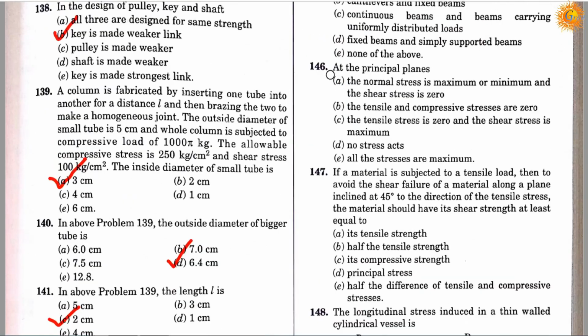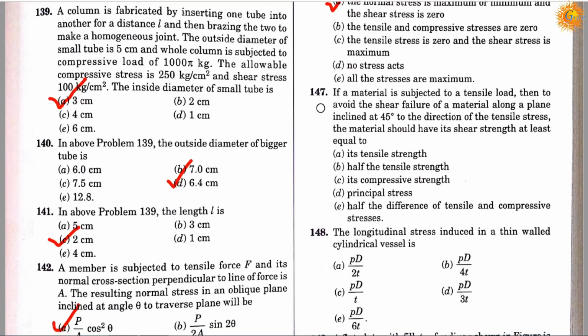Question number 146. At the principal planes, option A, the normal stress is maximum or minimum and the shear stress is 0. Option B, the tensile and compressive stress are 0. Option C, the tensile stress is 0 and shear stress is a maximum. Option D is no stress acts. Option E is all the stresses are maximum. Correct answer is A. It means at the principal planes the normal stress is a maximum or minimum and the shear stress is 0.